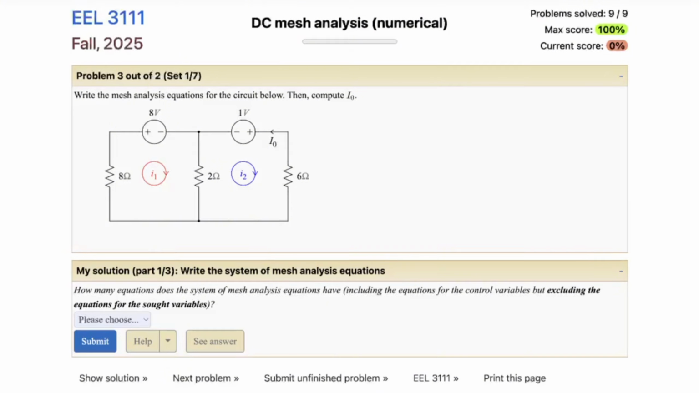But first, let's determine how many equations we need to solve for the mesh currents. To do so, we're going to count up the meshes, and I see I1 and I2. In reality, there's also the outer mesh, but we're going to assume that's the ground node. So to determine how many equations, you take the total number of meshes minus the ground node. So that's just going to be 2. And there's no control variables, so that's going to be it.